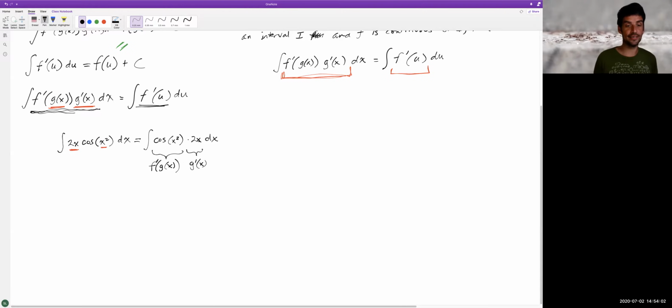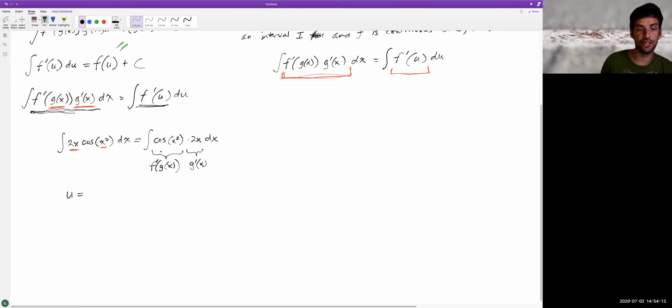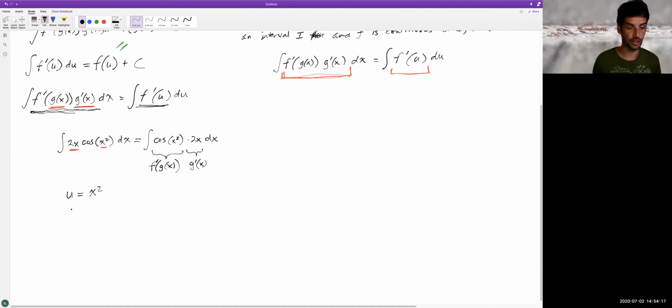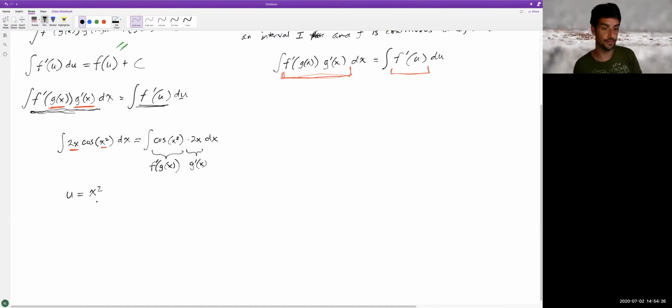But looking at this and seeing that I have the derivative of another function, that tells me what u should be. U should be equal to the g of x part, and the g of x here is the x squared. Okay? Now, what are we going to do? How do we come up with du? It's not as simple as just writing du.